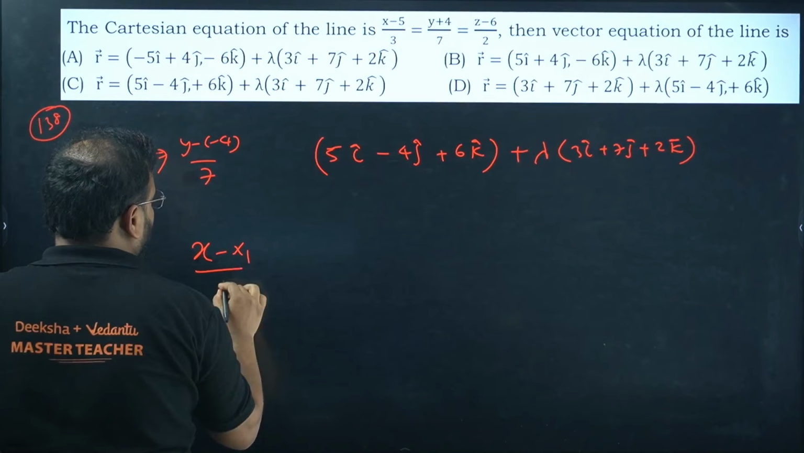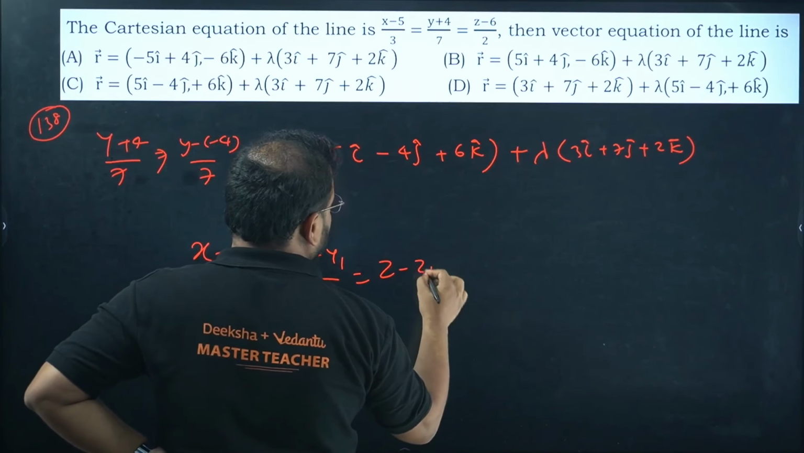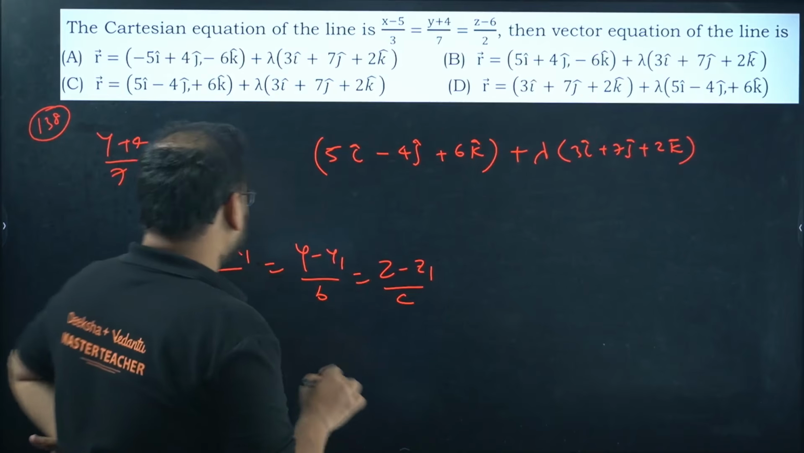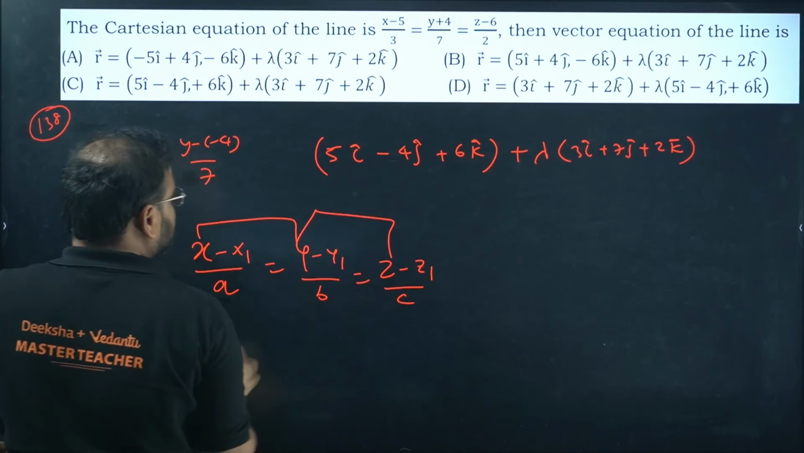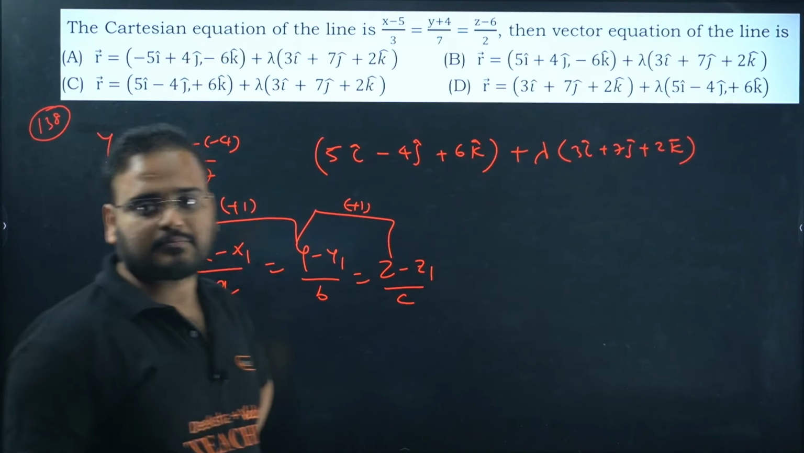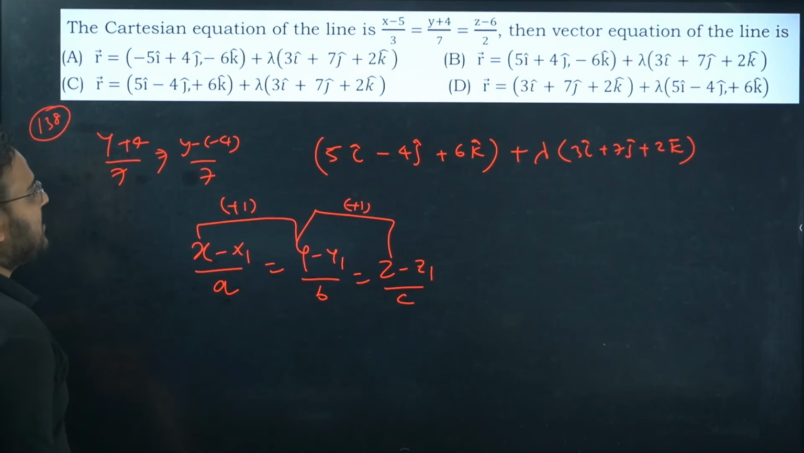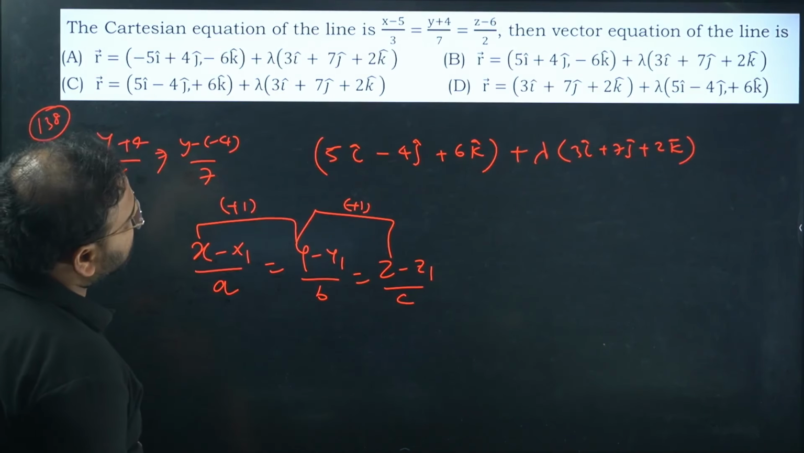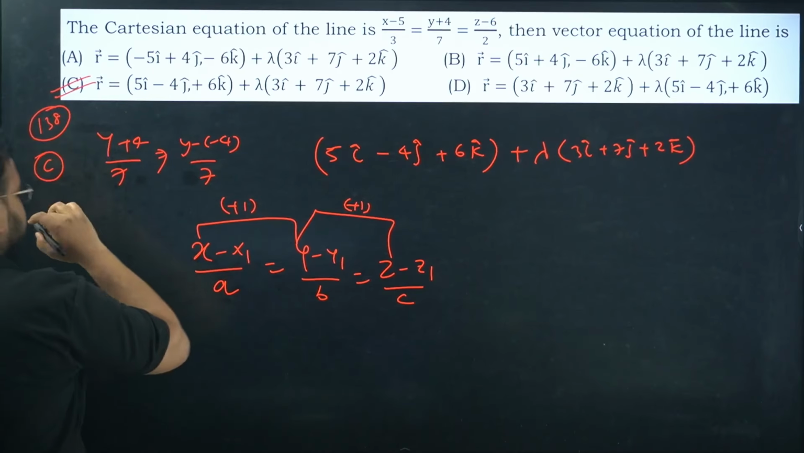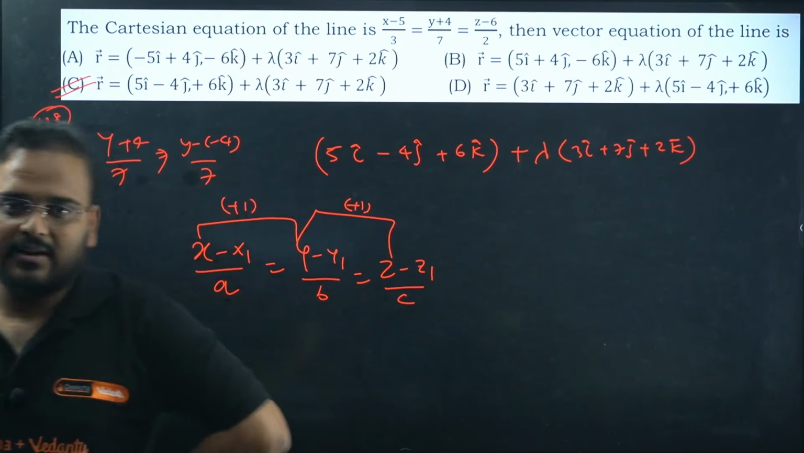But how to get the right answer is to convert the given equation in this form: x minus x1 upon a, y minus y1 upon b, z minus z1 upon c. So make sure the coefficients of x, y, z are always positive 1. If the coefficients of x, y, z are positive 1, then this is your result. Answer is 5, minus 4, 6, 3, 7, 2. Option C is right. Please check. Okay, last few questions.